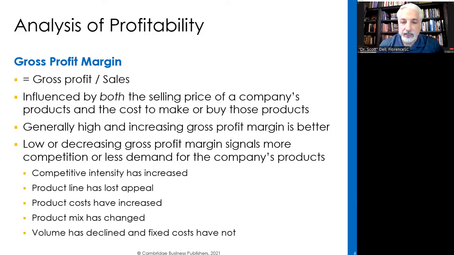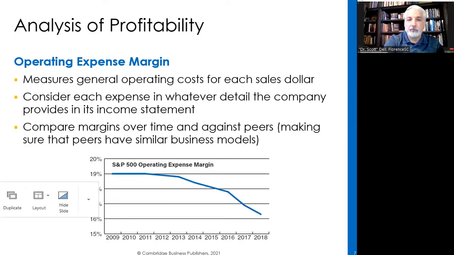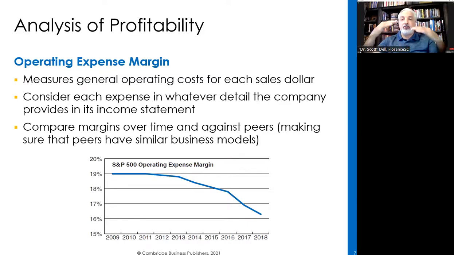Or volume has declined and fixed costs have not. So you might have a fixed cost associated to maintain. We'll see more of that when we get to the managerial accounting, which is the second half of this course. So here we go, operating expense margin. General operating costs for each sales dollar. So we have our SG&A, selling, general, and administrative expenses. So how does that relate? What's our margin, our percentage related for operating expenses as a percentage of sales?